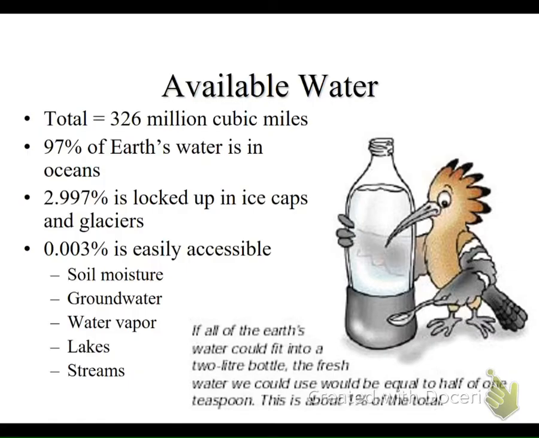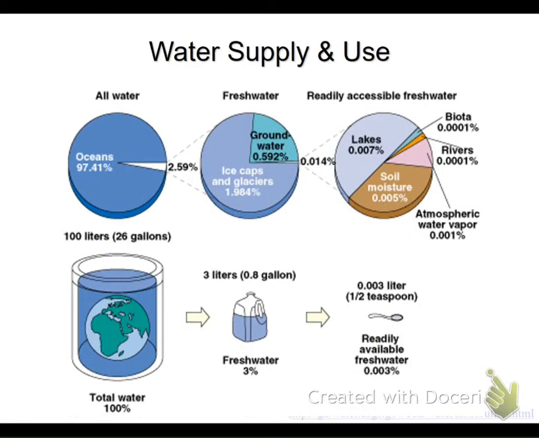We have a limited amount of water. 326 million cubic miles seems like a lot, but it's not. 97% of our water is found in the oceans, in the salt water. We can't drink that. Just under 3% is found in ice caps. We can't drink that. Less than 0.00 something percent is available for us to drink.